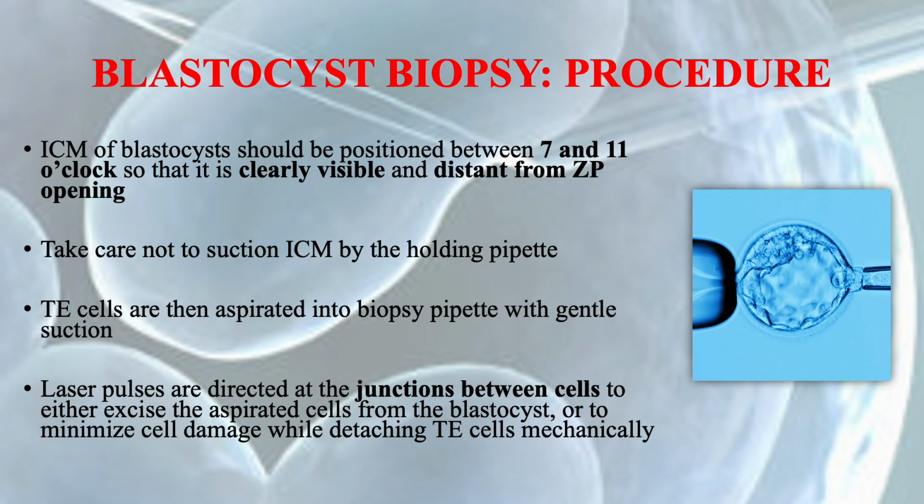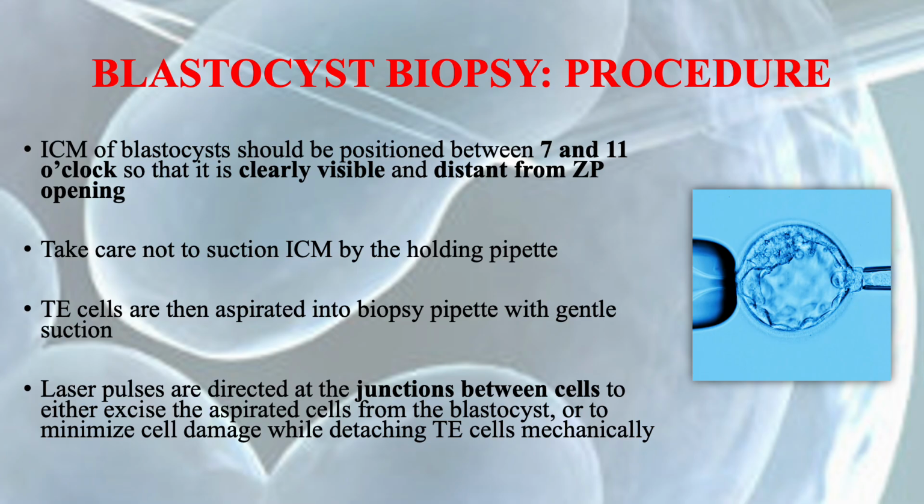Blastocyst biopsy procedure. The ICM of the blastocyst should be positioned between 7 and 11 o'clock so that it is clearly visible and distant from the zona pellucida opening, as we can see from the image. Take care not to suction the ICM by the holding pipette. The trophoectoderm cells are then aspirated into the biopsy pipette with gentle suction.